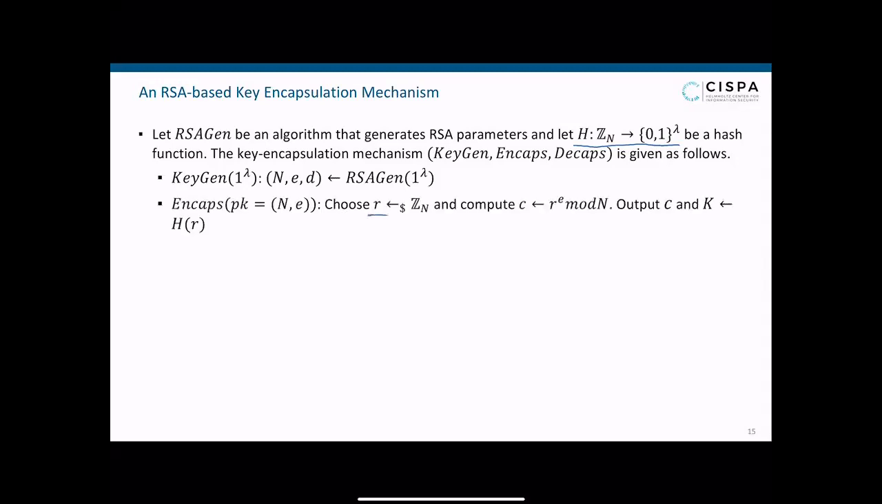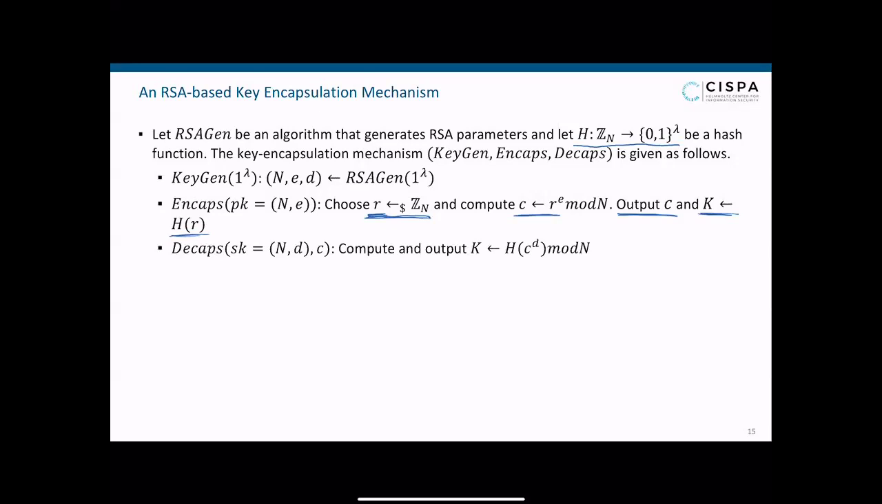Encapsulation chooses a uniformly random and fresh R, and computes the ciphertext C as R to the E modulo N. It really just does textbook RSA encryption with this random R. Now we're going to output C, but also K, which is a hash value of R. So on the one hand, I'm choosing a random R and encrypt it with textbook RSA, which gives me this ciphertext C, and I'm also hashing R to get this symmetric key K. Okay, and I'm outputting C and K.